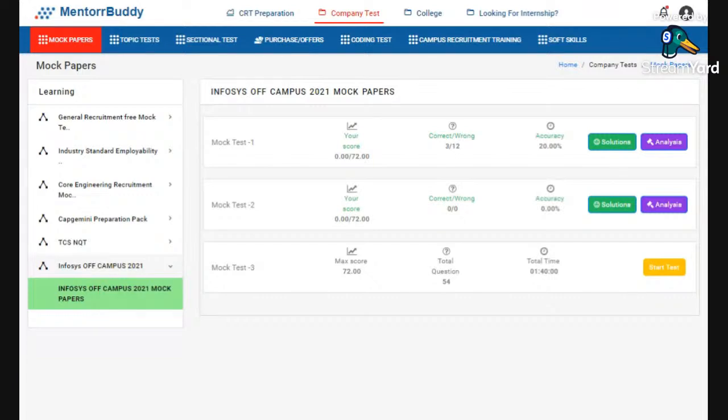So the instruction says read the given sentences to find out whether there are any grammatical or contextual errors in them. The errors, if any, will be in two of the parts or phrases of the sentences, and the combination of those parts will be the answer of that question. If no part in the sentence has an error, then mark no error as your answer. So you just have to go through the entire sentence, and as you see, it is divided in four parts: A, B, C, and D.